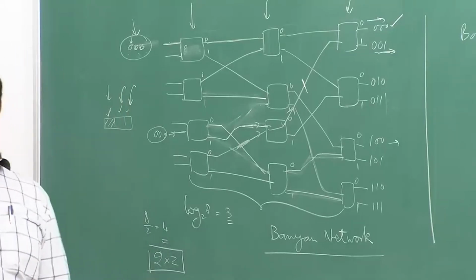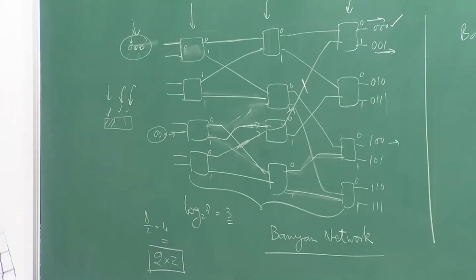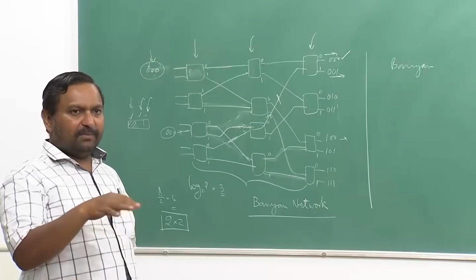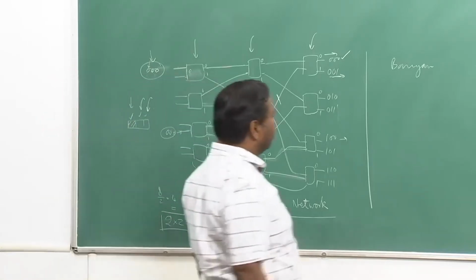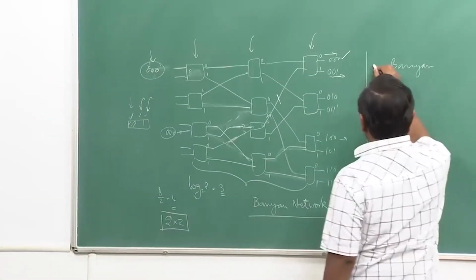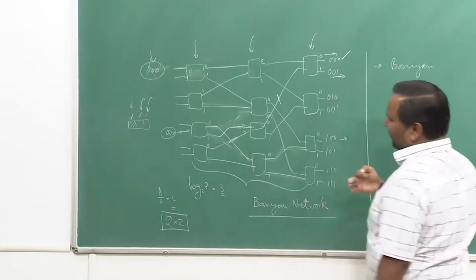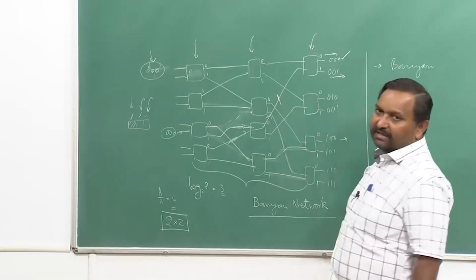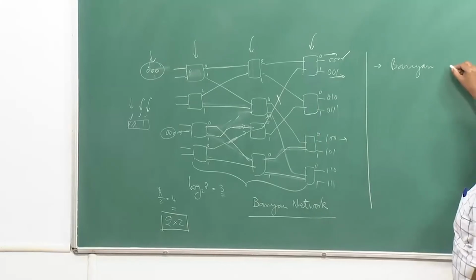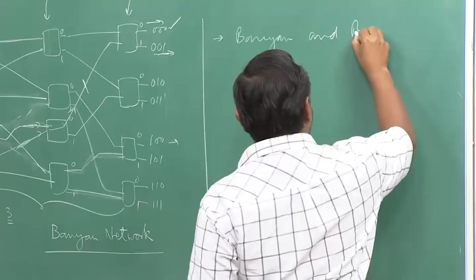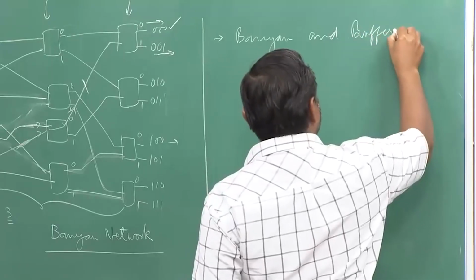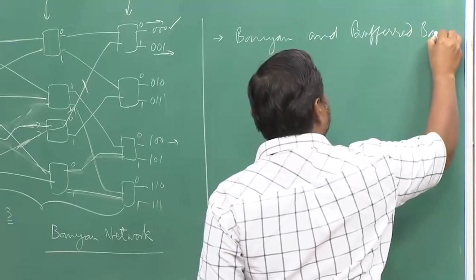Because of this, the performance of these Banyan networks is not very good, it is actually limited because of this internal link blocking. So, we do have Banyan networks, but people have then invented methods to take care of these kinds of conflicts. So, we also have buffered Banyan, we will be looking into the buffered Banyan analysis in the next week.